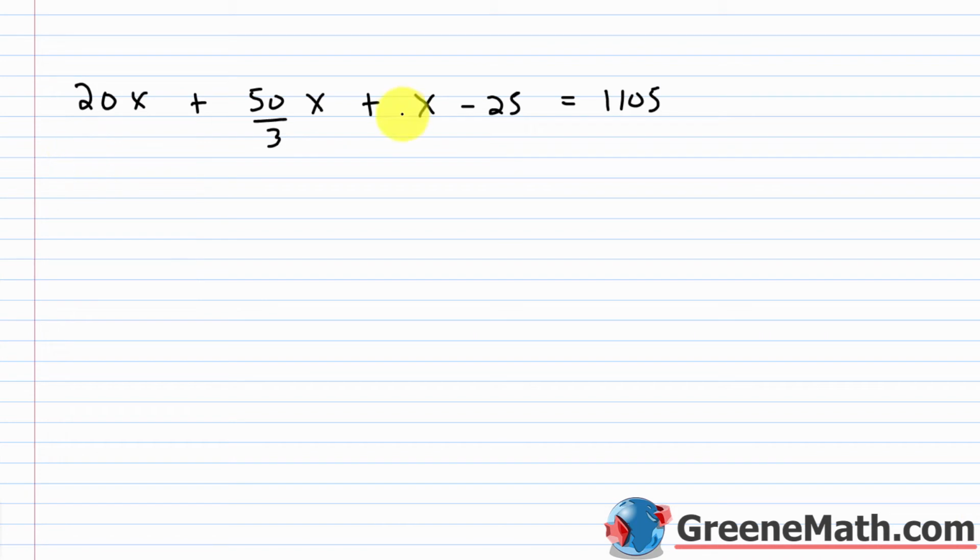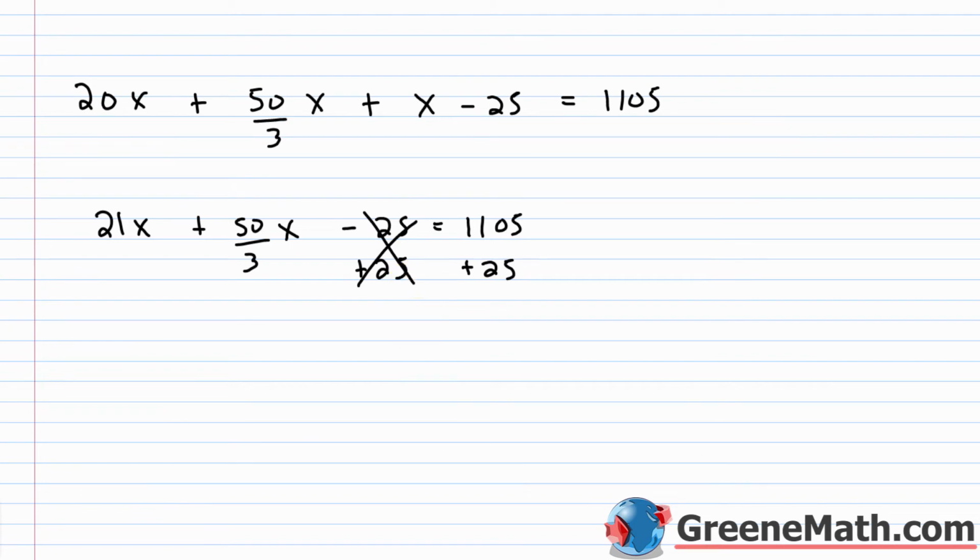So 20x plus x is 21x. And then we have plus 50 thirds x, and then minus 25 equals 1,105. Let's add 25 to each side of the equation. That will cancel, and we'll have 21x plus 50 thirds x is equal to 1,105 plus 25, which would be 1,130. I've got a fraction here. I can multiply both sides of the equation by 3.